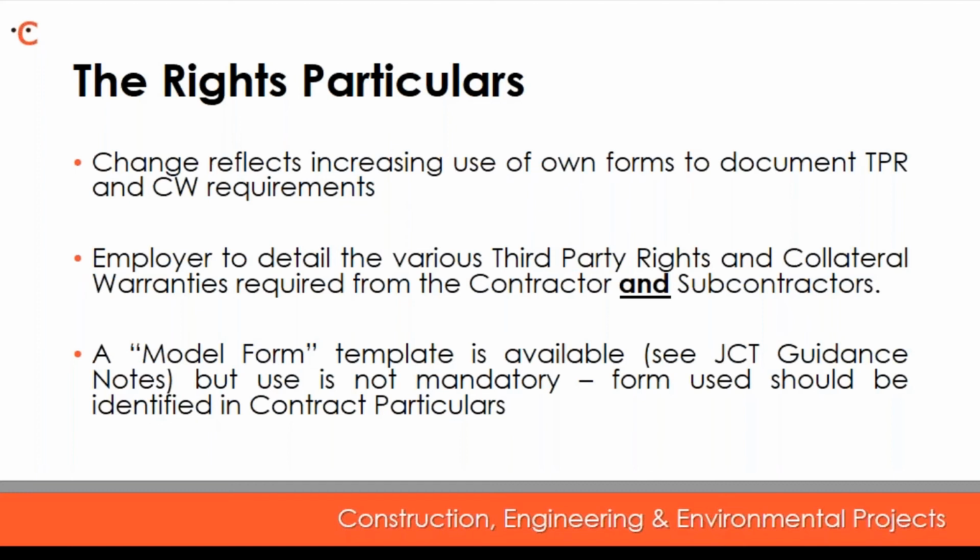Do note that if the employer fails to specify whether it's a third-party right or a collateral warranty that they require, then it will in fact be for the party who's granting either that right or warranty to choose what form they issue it in. So the contractor or subcontractor will then have the choice to either issue a collateral warranty or provide third-party rights. So from an employer's perspective, if you have a preference, it's important to expressly state that.